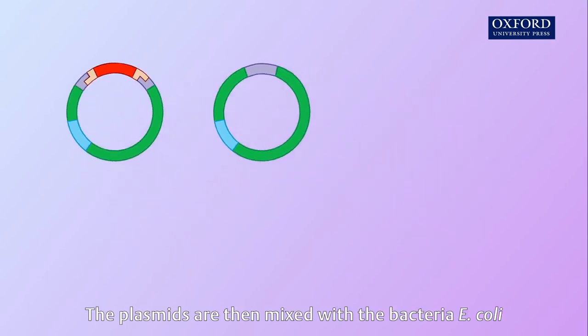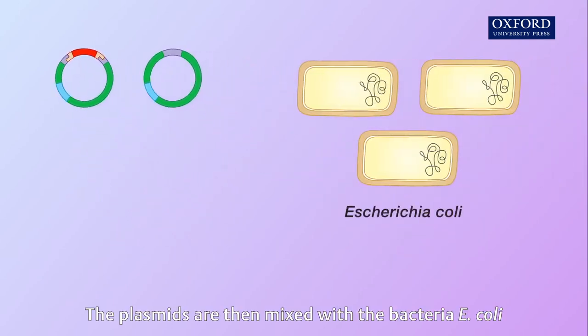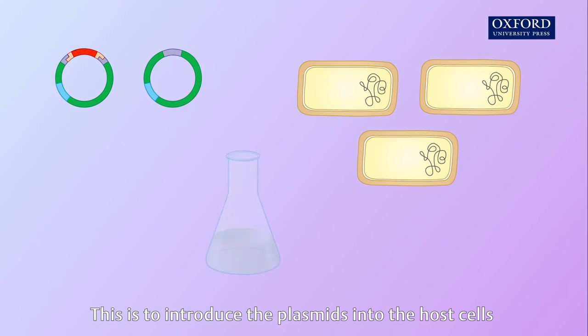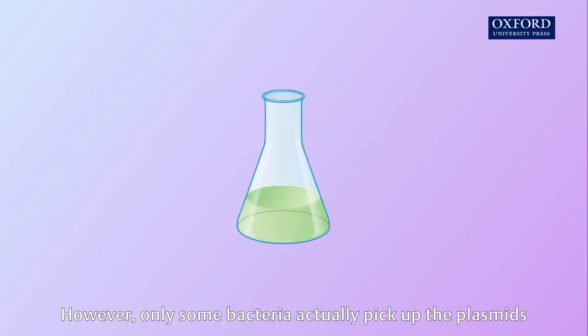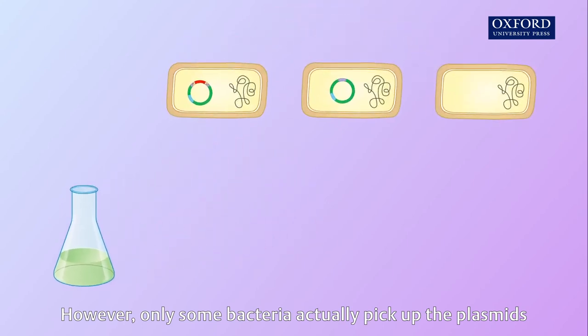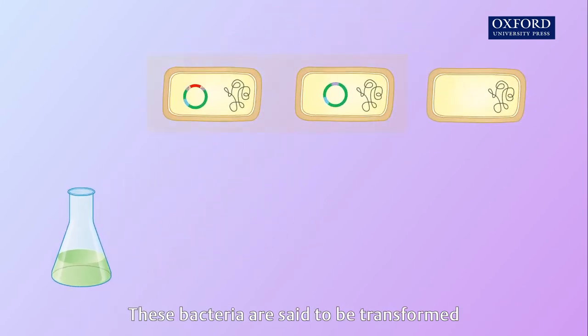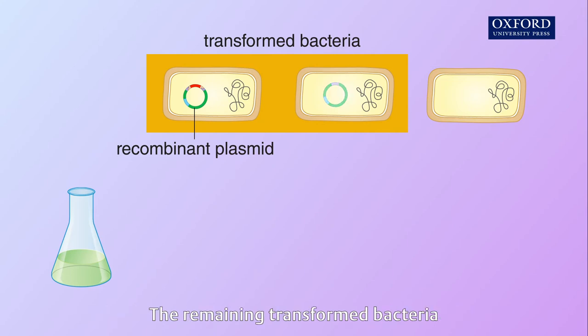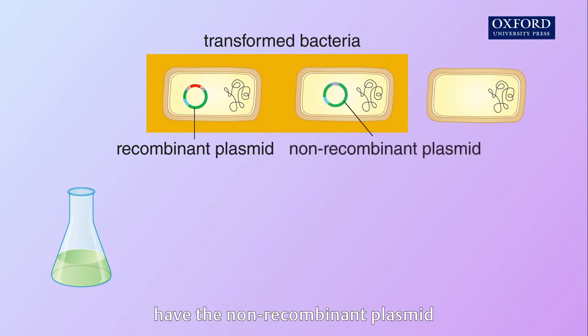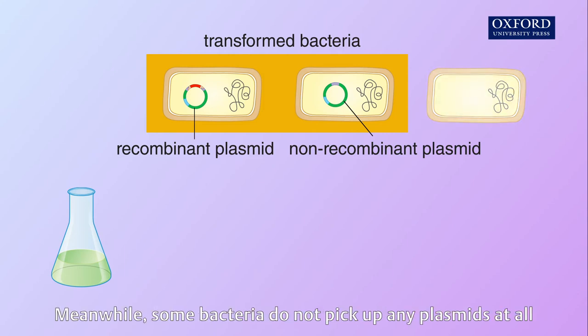The plasmids are then mixed with the bacteria E. coli. This is to introduce the plasmids into the host cells. However, only some bacteria actually pick up the plasmids. These bacteria are said to be transformed, and only some of them have the recombinant plasmid. The remaining transformed bacteria have the non-recombinant plasmid. Meanwhile, some bacteria do not pick up any plasmids at all.